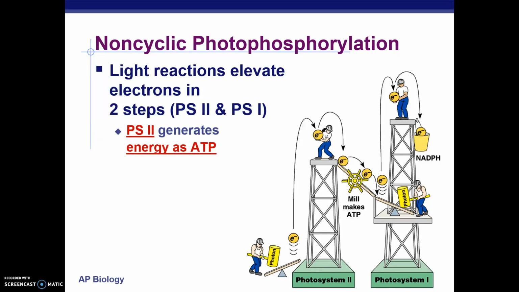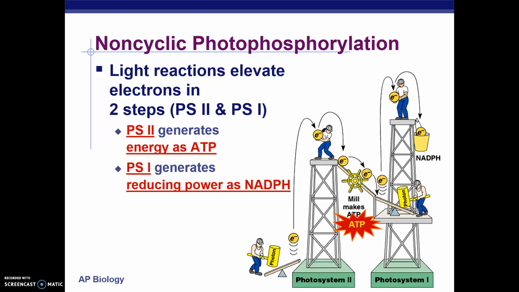Photosystem 2 will generate energy as ATP as a result of this kind of photophosphorylation. It will also generate reducing power as NADPH. So these are the two products of non-cyclic photophosphorylation.